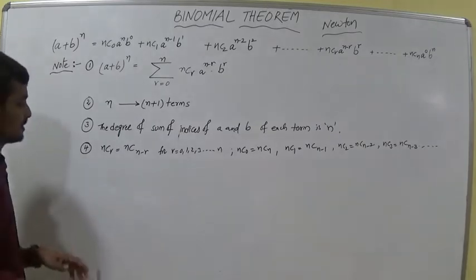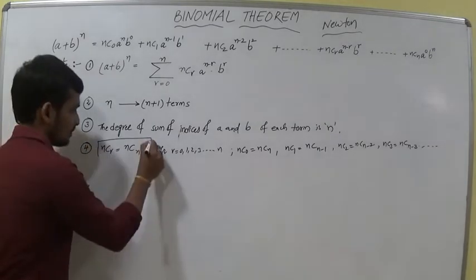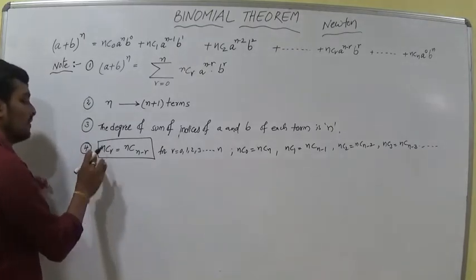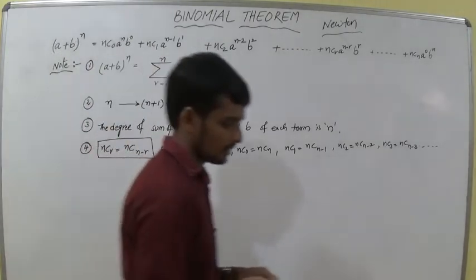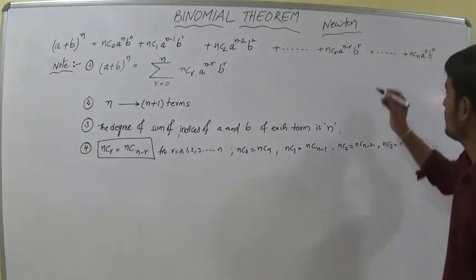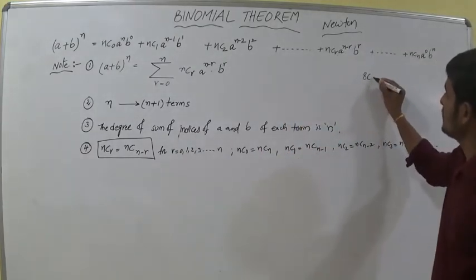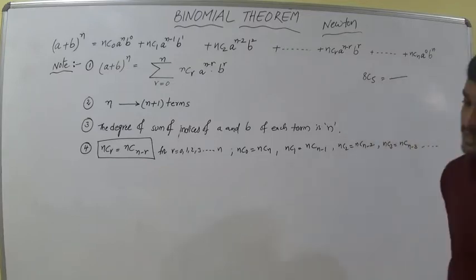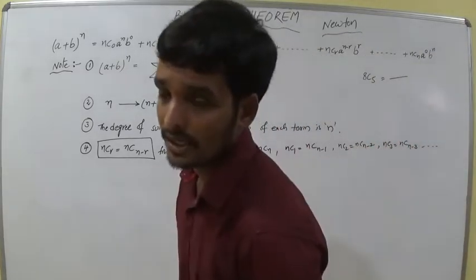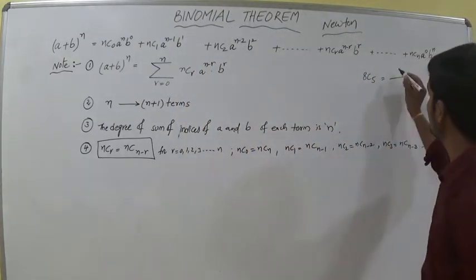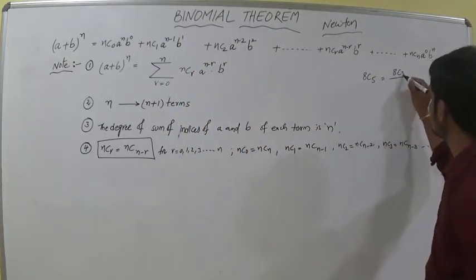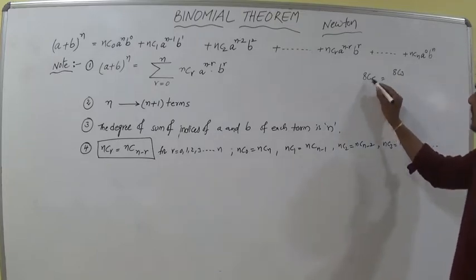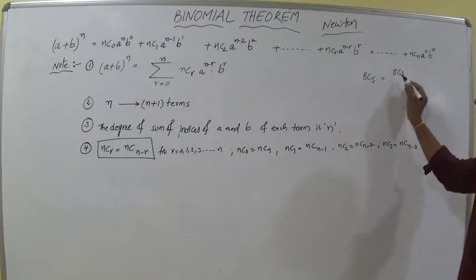So, this is the formula nCr is equal to nC(n minus r). Already we have discussed this. I will tell you one thing. If you forget, I will explain one. For example, 8C5 is equal to dash. 8C5 is equal to 8C3. How does it come? Here 8 is common, and 8 minus 5 is 3.